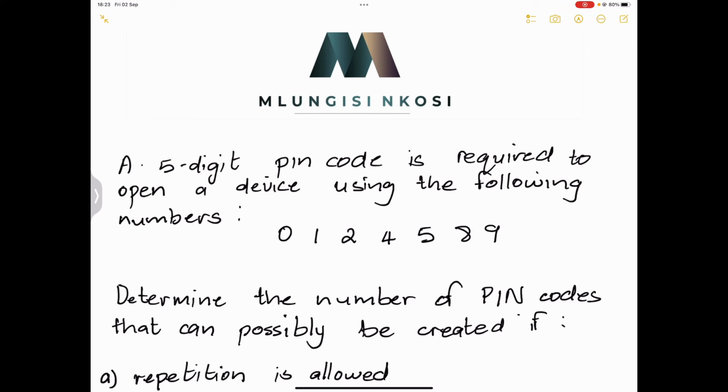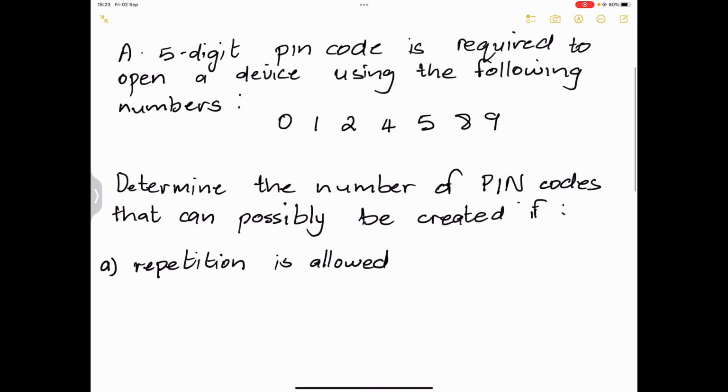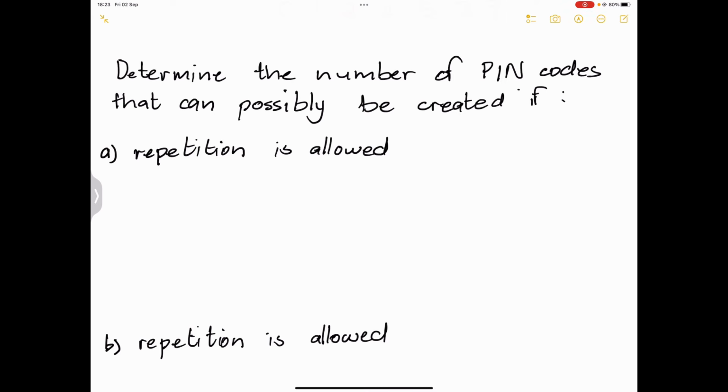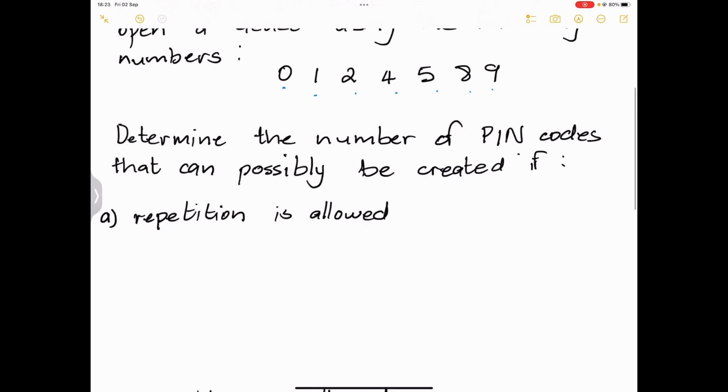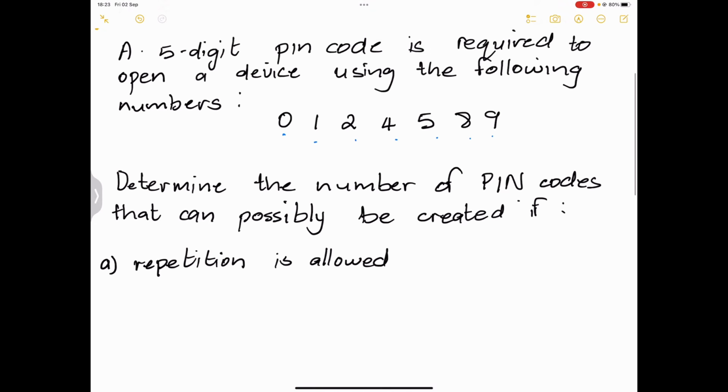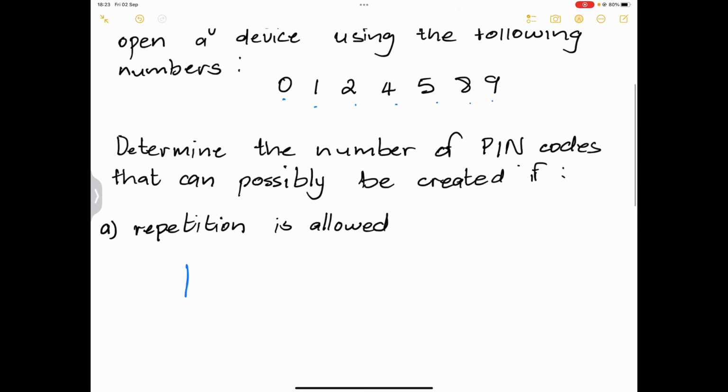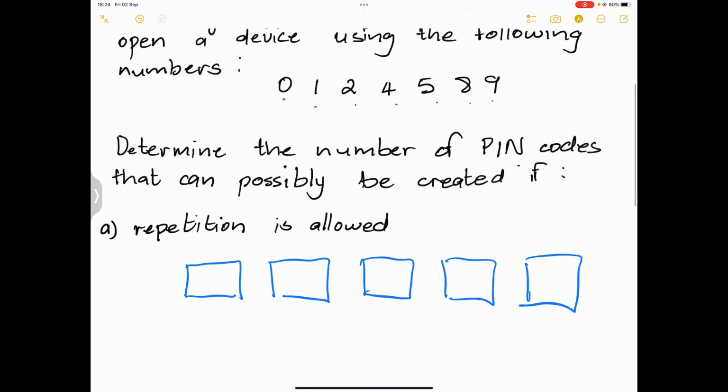So they say to us a 5-digit PIN code is required to open a device using the following numbers. Okay, so we've got 0, 1, 2, 4, 5, 8, and 9. They say determine the number of PIN codes that can be created if, right? Now, if repetition is allowed. How many numbers do we have? We've got 1, 2, 3, 4, 5, 6, 7. So we've got 7 numbers. So if we are going to make a 5-digit PIN code, we can choose from those 7 numbers. Okay, so that would be our PIN code.